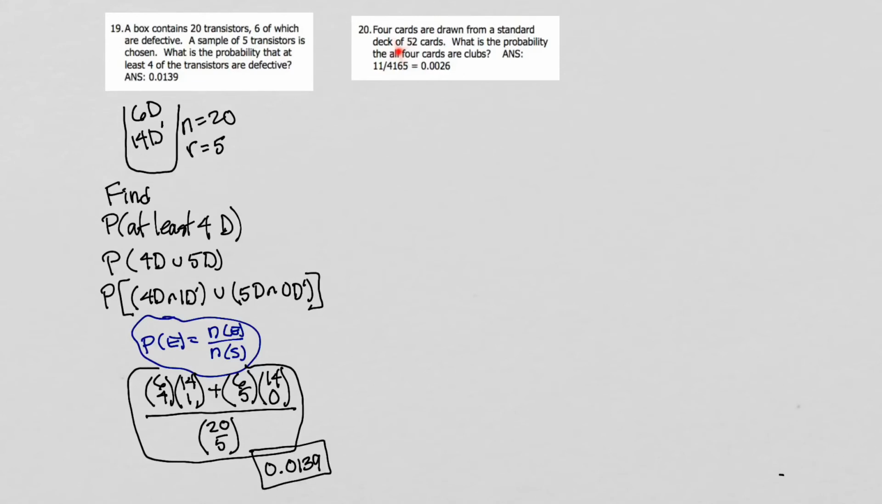Now over here in number 20, we've got 4 cards that we're going to draw from a standard deck of 52. What we want to know is, what's the probability that they're all clubs? So we need to know something about decks of cards. And in a deck of cards, let's draw it here. Here's our box. And what we have are 52 cards, and from these, we're going to draw 4.